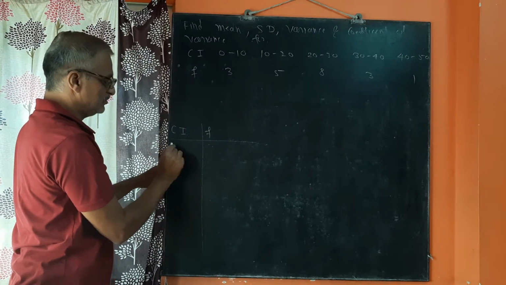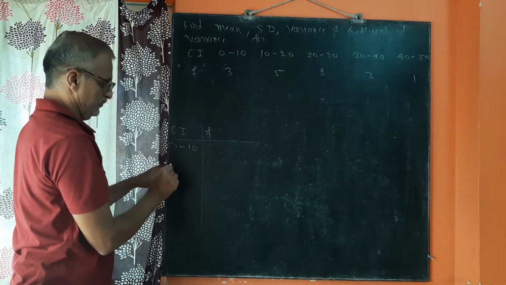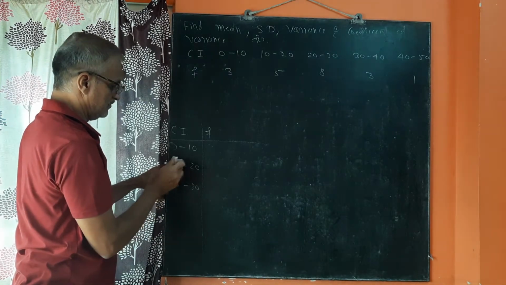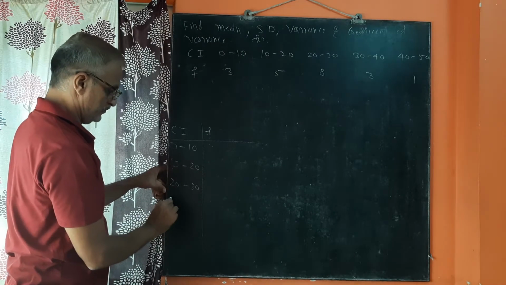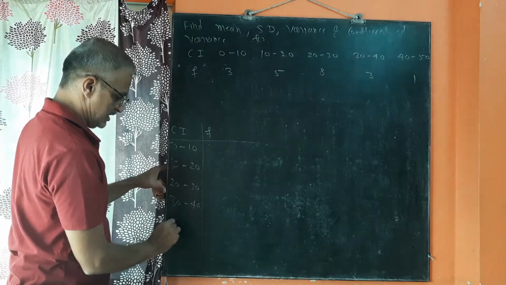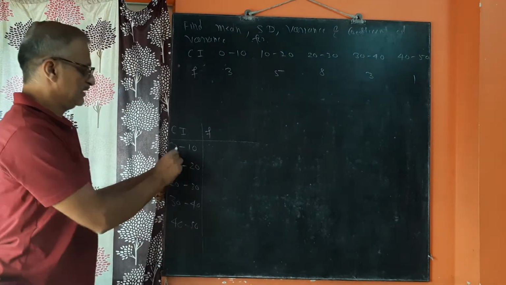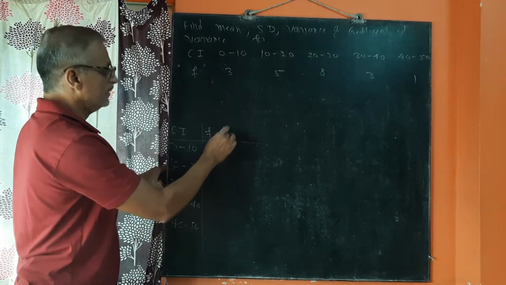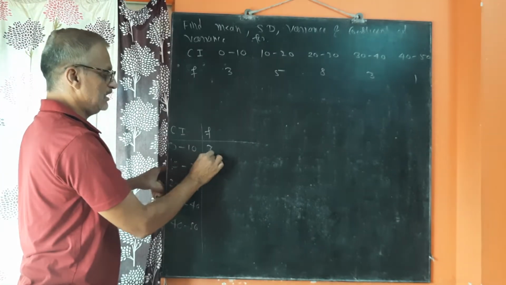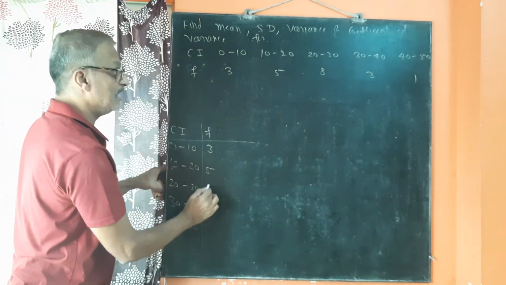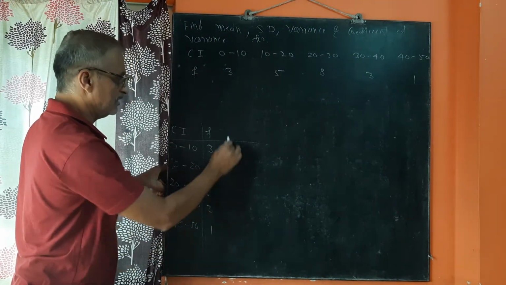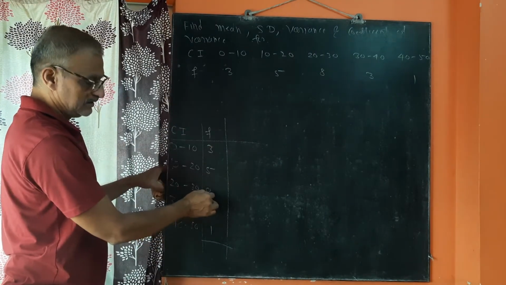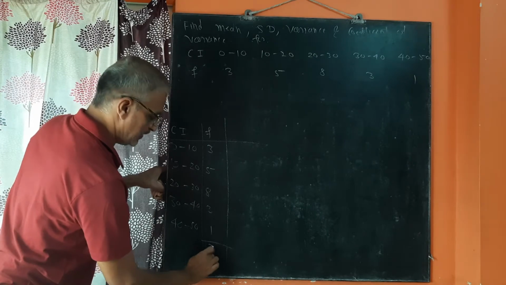The class intervals are 0 to 10, 10 to 20, 20 to 30, 30 to 40, and the last one is 40 to 50. Corresponding frequencies are given, that is 3, 5, 8, 3 and 1. So the sum of the frequencies: 5 plus 3, 8, 8 plus 8, 16, 19, 1, 20.